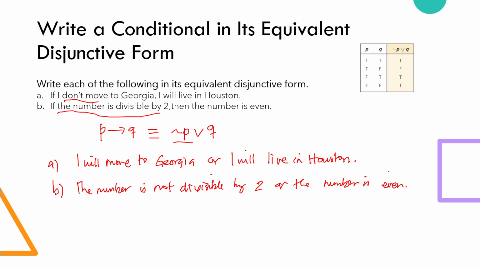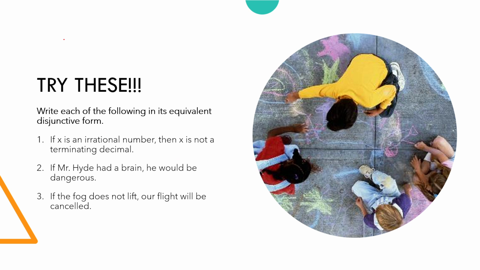Okay, so this is all about writing a conditional in its equivalent disjunctive form, from conditional to its disjunctive form. So try this at home, write each of the following in its equivalent disjunctive form. If x is a rational number, then x is not a terminating decimal. If Mr. Hyde had a brain, he would be dangerous. If the fog does not lift, our flight will be cancelled.